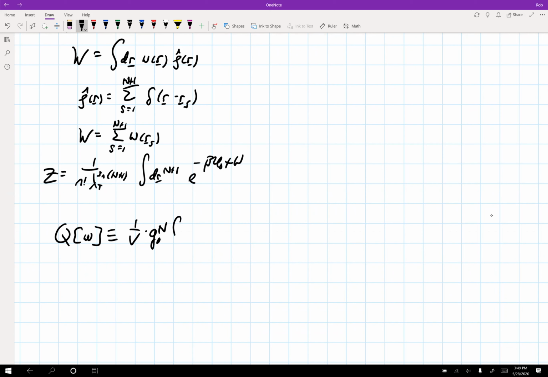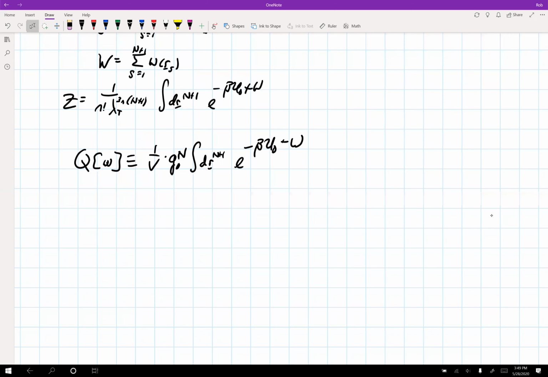And then we have integral dr to the N plus 1 e to the minus beta U0 minus W. This factor that I've introduced is going to be 1 over this Gaussian integral that kept showing up, and it's going to be 3 over 2 pi b squared. This is the thing that lets us normalize these Gaussians and write it in a more compact way. It will become clear momentarily why we do that.